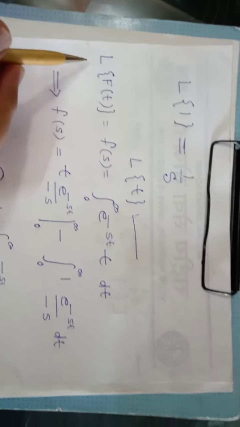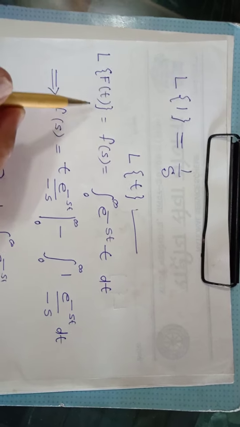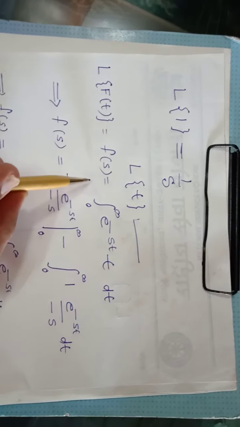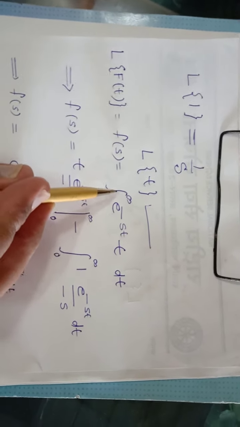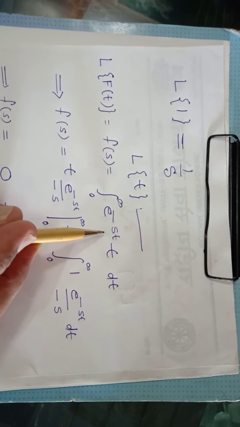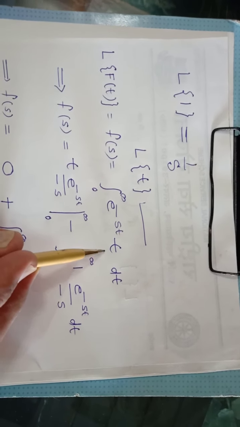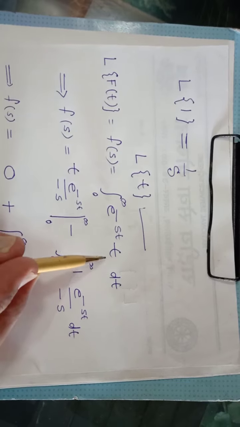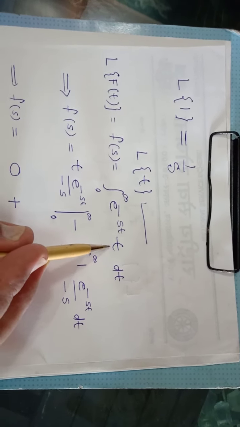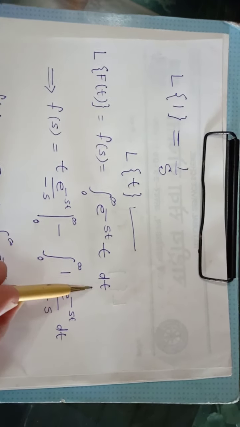So we can prove it. See here. The general formula is: the Laplace transform of any function, F(s), is equal to the integral from 0 to infinity of e raised to power minus st, then write down the function f(t). Here the function is t. So in place of f(t), we are writing t dt.